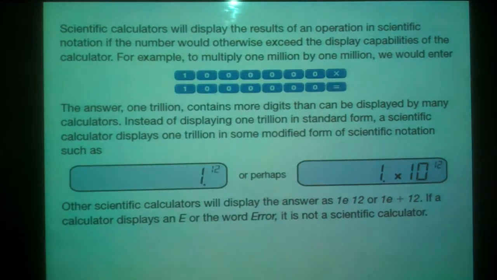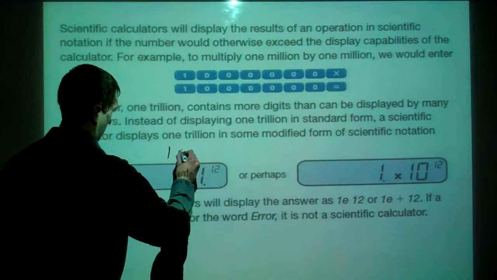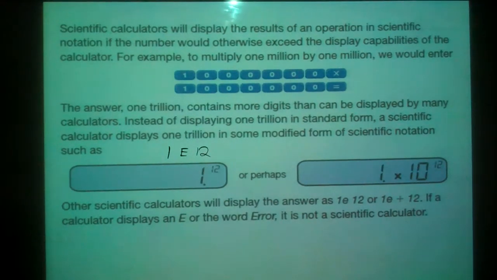My calculator would show this as 1e12, and to me I know that means 1 times 10 to the 12th. But if you ever have a question on what your calculator is showing you, just let me know.